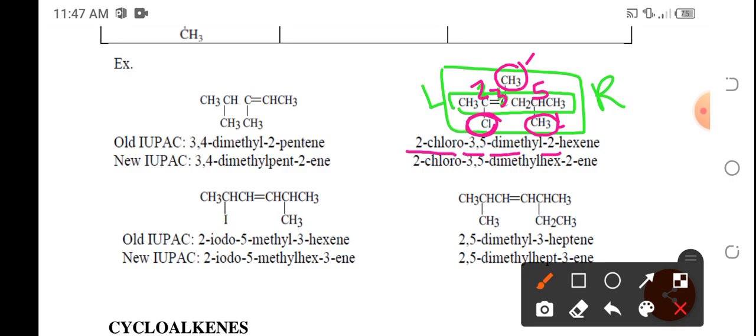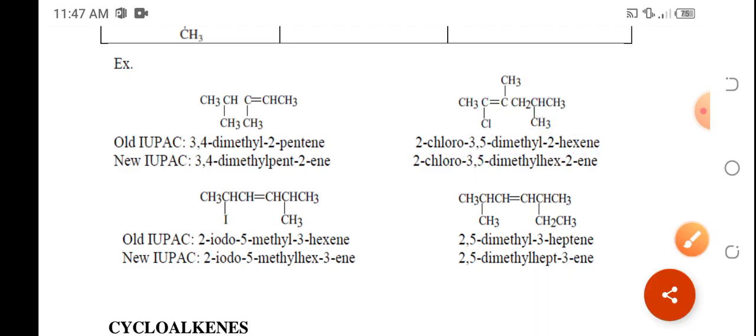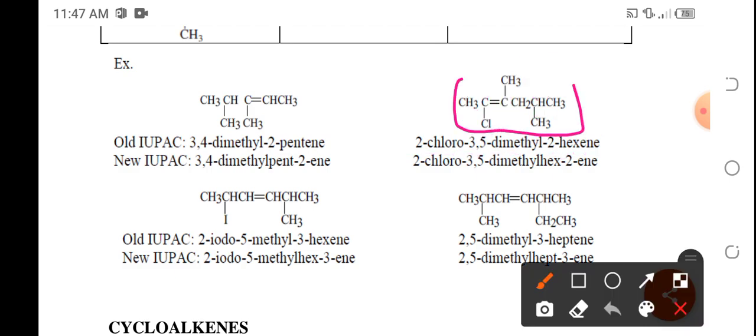2 denotes that the double bond responsible for that ene is in between 2 and 3. But we are not putting the 2 and 3, rather we are only choosing the lower one, that is 2. Hex for the 6 carbon atom in the longest chain. So therefore, the name of this structure would be 2-chloro 3,5-dimethyl 2-hexene, or the synonym for this one is still 2-chloro 3,5-dimethylhex-2-ene. Okay? Parehas lang din yan.